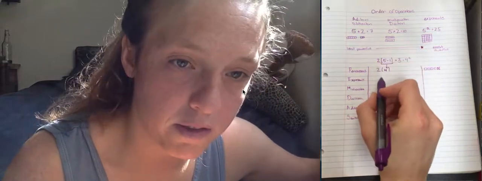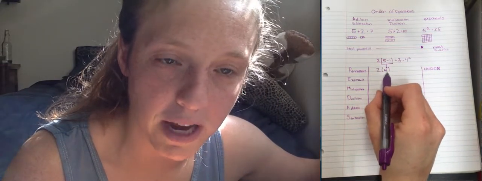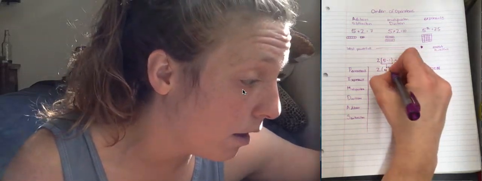I kept those parentheses there so that I know that this is a multiplication problem. This doesn't turn into 24. This turns into 2 times 4. But you could write that out in a different way.